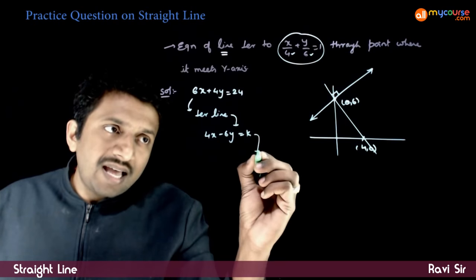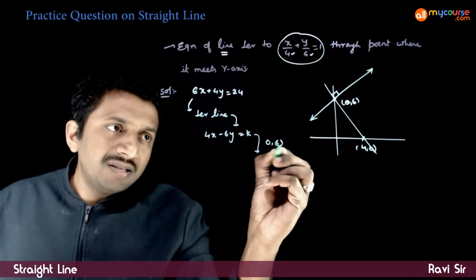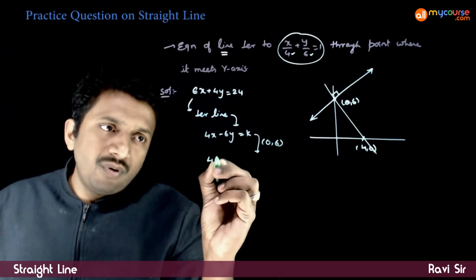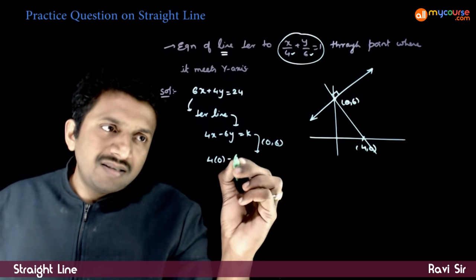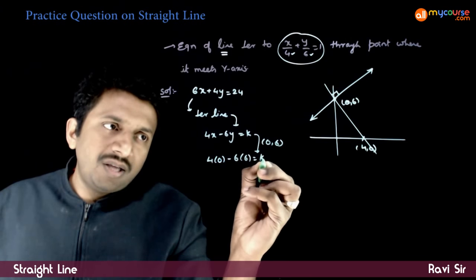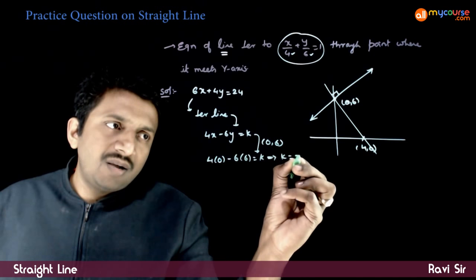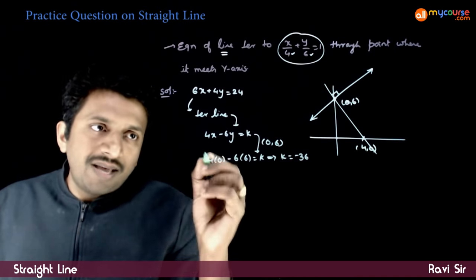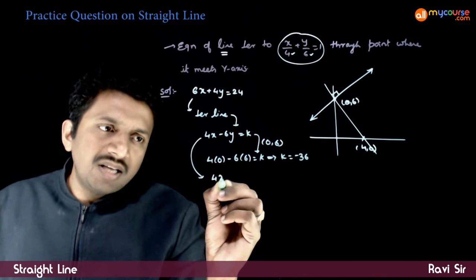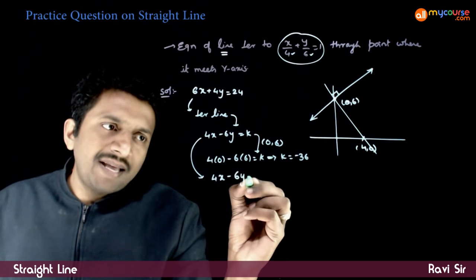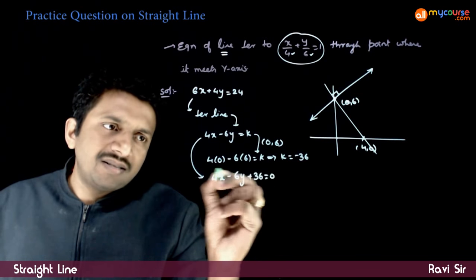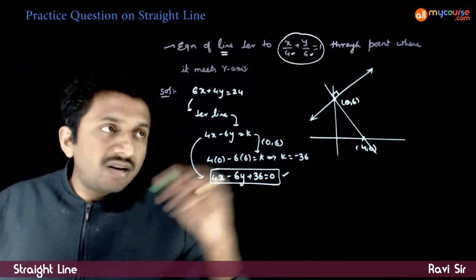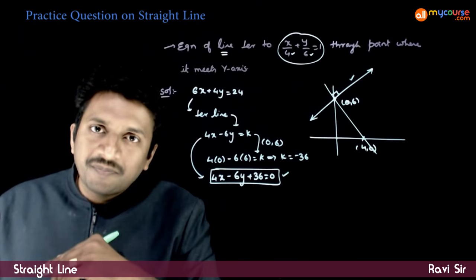Now this line has to pass through (0, 6), right? From this you can find the value of k. So 4 times 0 minus 6 times 6 is equal to k. This implies k is equal to minus 36. So we just put k is equal to minus 36. The equation is 4x minus 6y plus 36 is equal to 0. This will be the required equation of this line. Thank you.